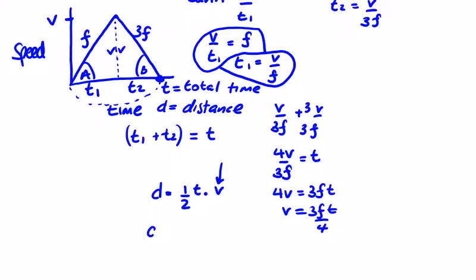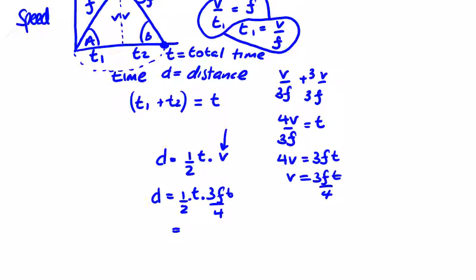So if we sub that in, we're going to get the distance to be half times t times 3ft over 4, which looks like it's 3ft squared over 2 fours are 8, for the distance in terms of f and t.